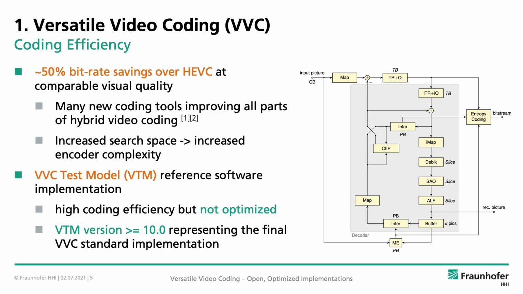For the development of VVC, there's the VVC test model as a reference software implementation used for evaluation and verification of the algorithms and the bitrate savings. It shows a high coding efficiency, but software-wise, it is not optimized, also with regard to fast algorithms. VTM version greater than or equal to 10 represents the final VVC standard implementation.